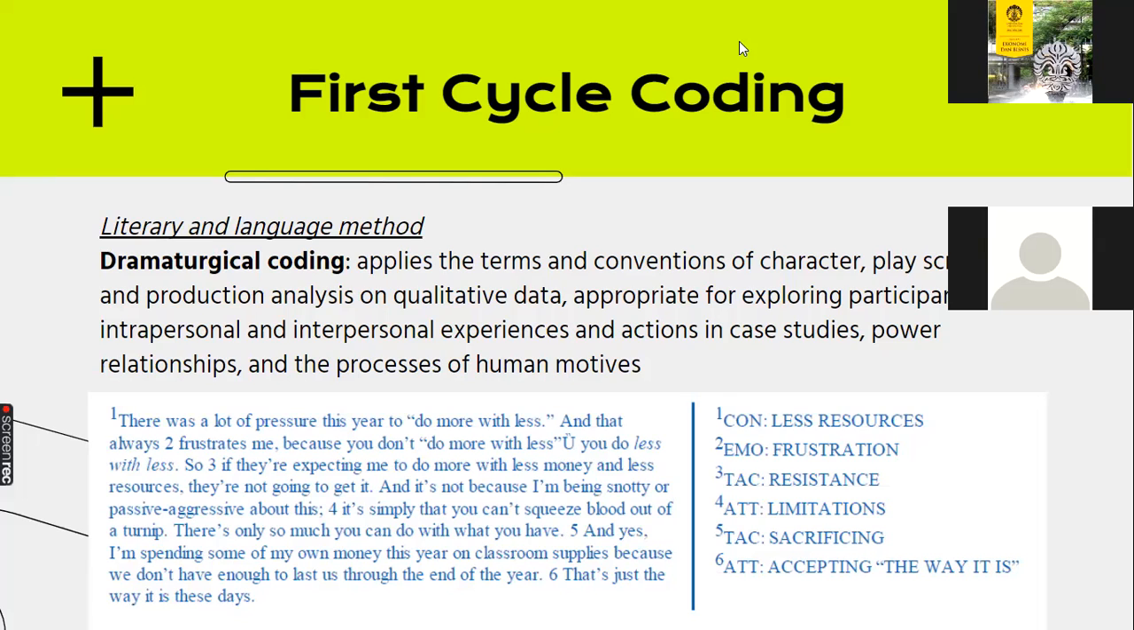And the following codes are somewhat similar. For example, emo, which signifies emotion, followed by the subcode frustration. TAC refers to tactics with the subcode resistance. We have AWT, which stands for attitude, followed by the subcode limitations. And then there is TAC, which is tactics, followed by the subcode sacrificing. Now, what this tells us is that in the study, there are probably a lot of other passages that use this code with C-O-N, E-M-O, T-A-C, A-W-T. And all of these are given smaller categories with those subcodes. There's less resources, there's frustration, resistance, and so on.